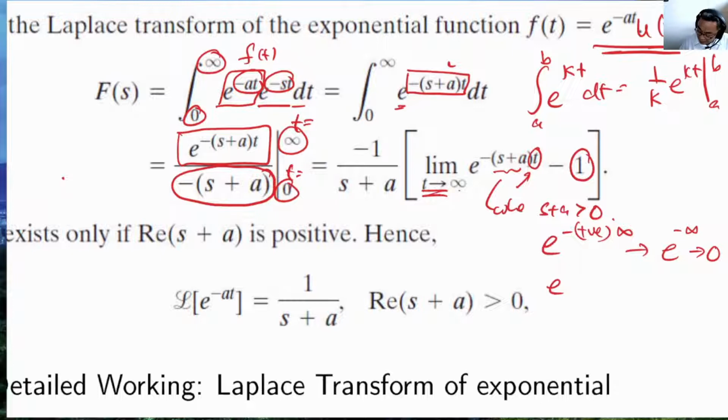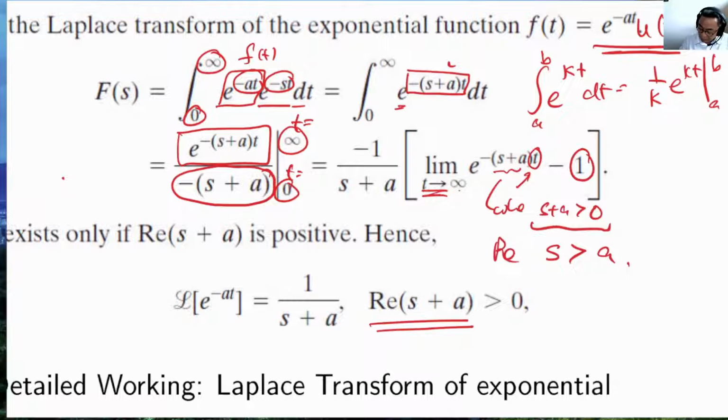If e to the minus a negative number, infinity, is e to the positive number, infinity, then this tends to infinity. So the equation does not converge. So what we are saying in this example is that we definitely want s plus a to be greater than 0, implying s must be greater than minus a. Okay, that's the region of convergence, or actually the real part of s needs to be greater than minus a.